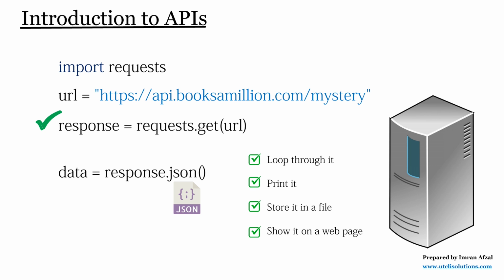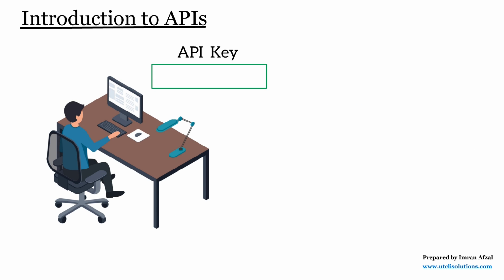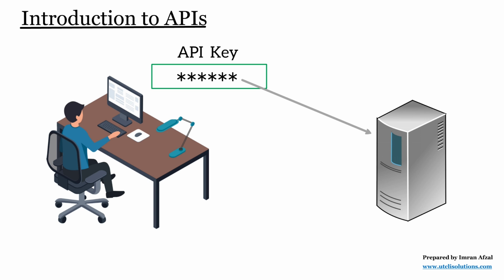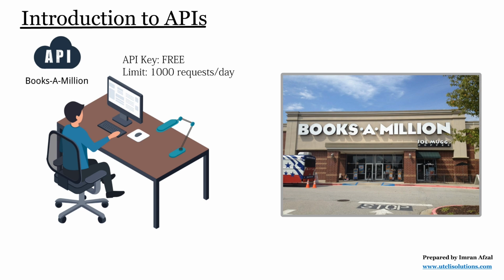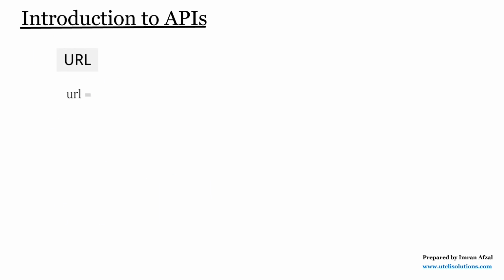One key thing about APIs is that many of them require something called an API key. This key is like a password. It tells the other system who you are and whether you're allowed to use their service. It also helps the company track how much data you're using. If you're using the Books A Million API, they might give you a free key with a limit, like 1,000 requests per day. If you go over that, you may have to wait or upgrade your access. In Python, you usually send the API key along with your request, either in the URL or in the headers.